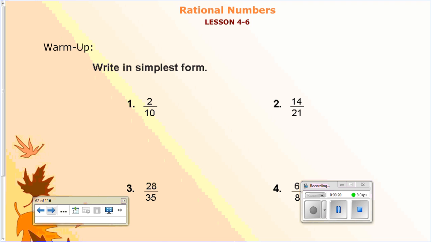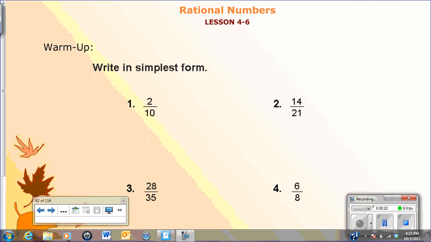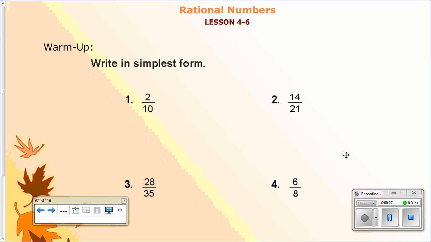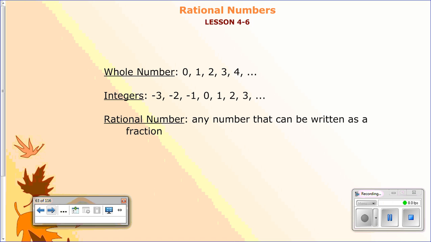So this was a warm-up of yesterday's lesson, where we had to simplify or put fractions in their simplest form. As a warm-up, I'm just going to go through a couple of these as a little reminder. In order to write in simplest form, you divide. We have to look at the numerator and denominator. In number one, we have 2/10. We need a number that goes into both. That would be 2, because they're even numbers, we know 2 goes into both. 2 divided by 2 is 1. 10 divided by 2 is 5. You get 1/5.